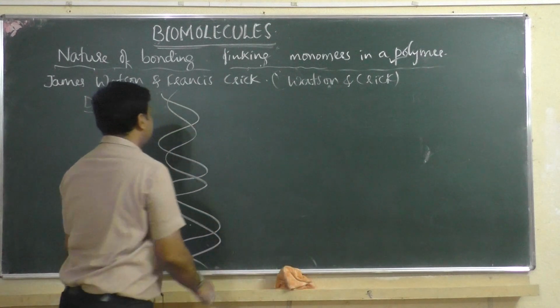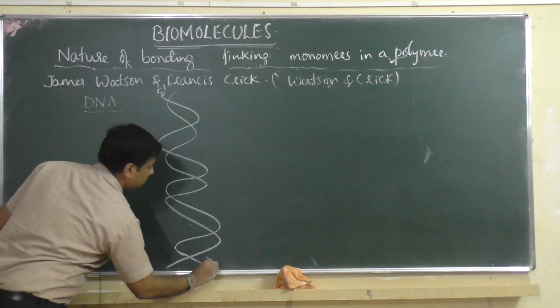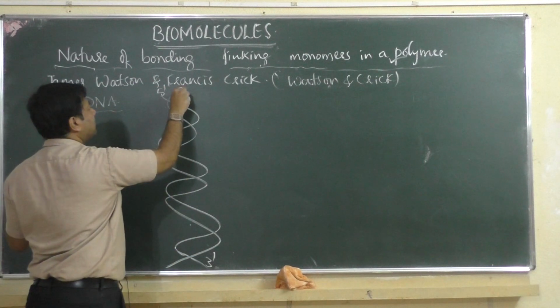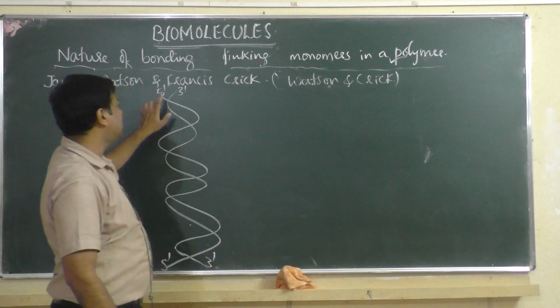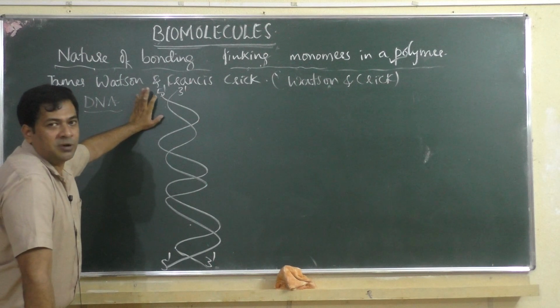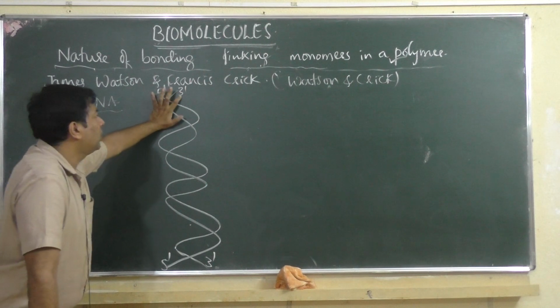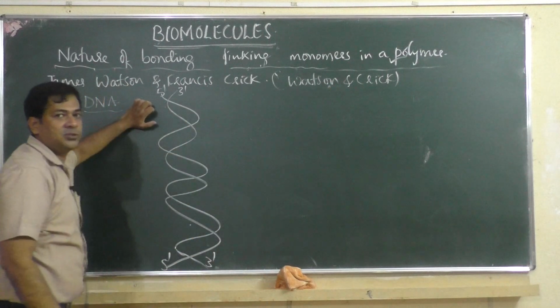Okay, so in this structure of DNA, one strand is 5' to 3', the other one is having 3' to 5'. I told you what is the meaning of this. 5' means a phosphate group is attached to the 5th carbon atom of pentose sugar, and here the OH, hydroxyl group, is attached to the 3rd carbon atom of pentose sugar.